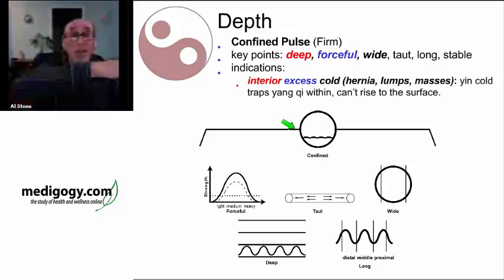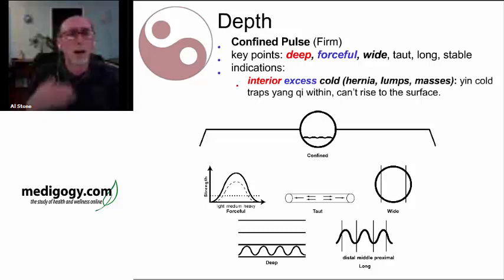But what's going on with the confined pulse is it's not being allowed to rise. It moves around a little bit, but it pretty much stays right there. So it's the rising aspect of this firm pulse that's being compromised by the pathogenic factor, probably cold. So here's another example of a very simple pulse, or a complex pulse that can be explained very simply. It's no different than the weak pulse that's very forceful.